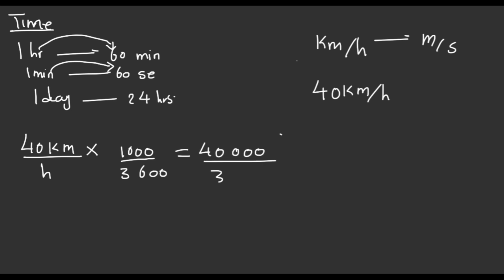So this will give us 40,000 over 3,600. So we can now do the math. 40,000 divided by 3,600. So I'm getting about 11.1 meters per second, which means that in 1 second, 11.1 meters is covered. So this is how you should deal with that. Now let's say we want to do the reverse. How can we convert 24 meters per second into kilometers per hour?